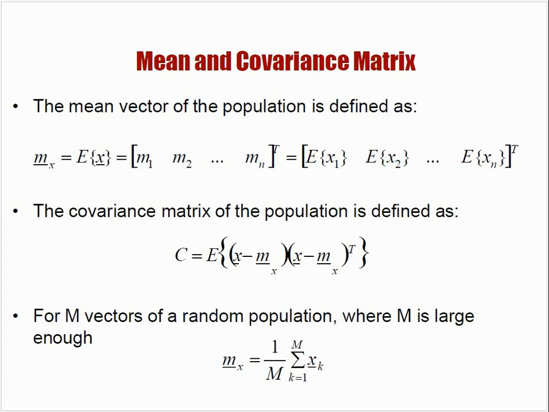The covariance matrix C is the expected value of the outer product of the deviation of x from the mean. When we have m such random vectors, we can compute the empirical mean and covariance matrix as shown in the figure.